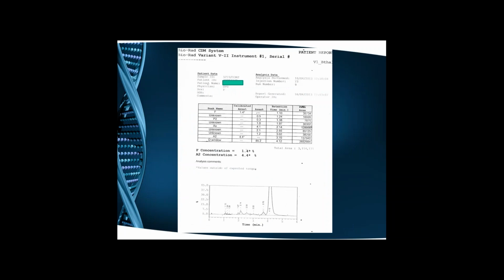So here what we got was that the same sample now showed a peak in the HbD value. Next slide.